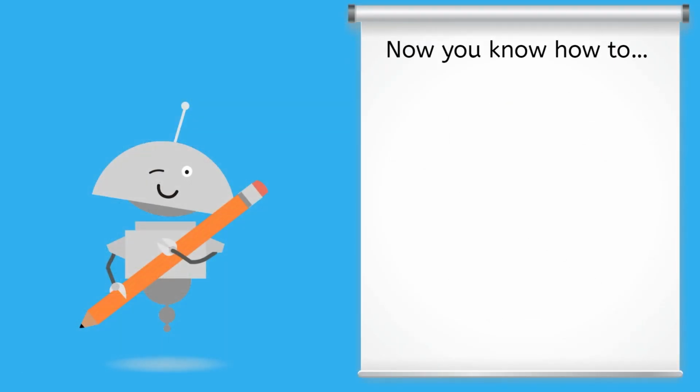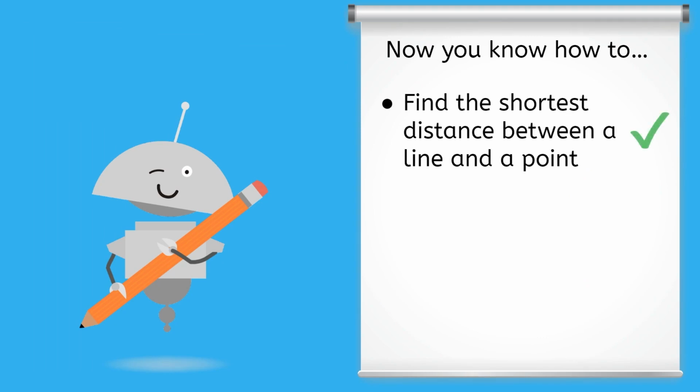That was our final example for this lesson. Now you know how to find the shortest distance between a line and a point using your new skills from throughout this unit.